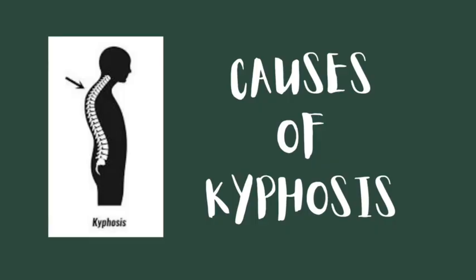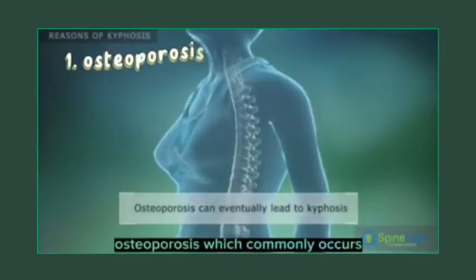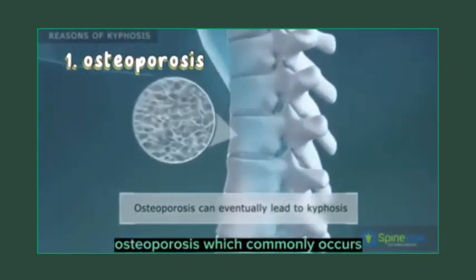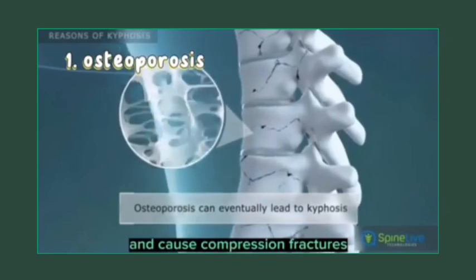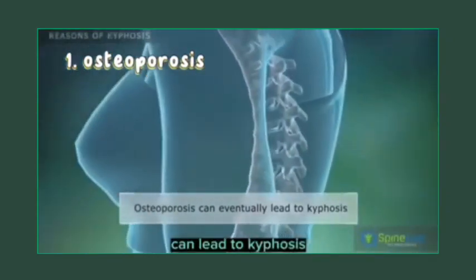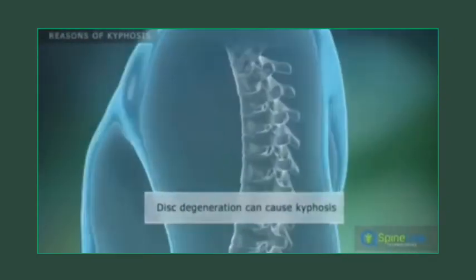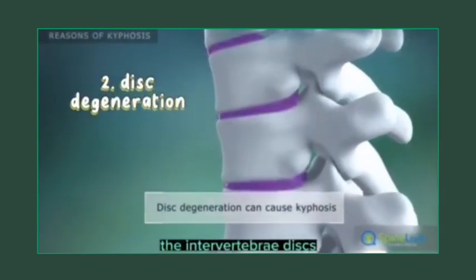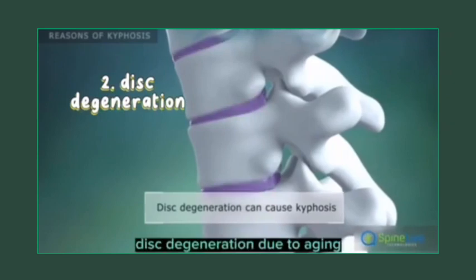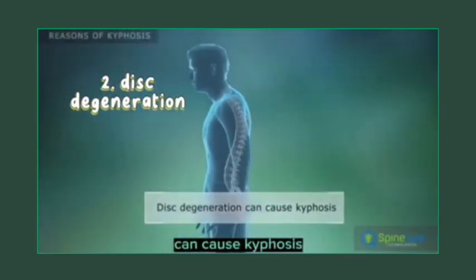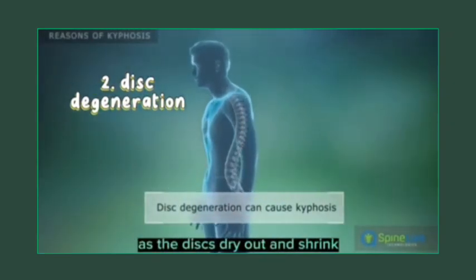Causes of kyphosis. Osteoporosis, which commonly occurs in postmenopausal women, can cause compression fractures of the vertebrae that can then lead to kyphosis. The intervertebral discs, found between the vertebrae, act like shock absorbers. Disc degeneration due to aging can cause kyphosis, as the discs dry out and shrink.